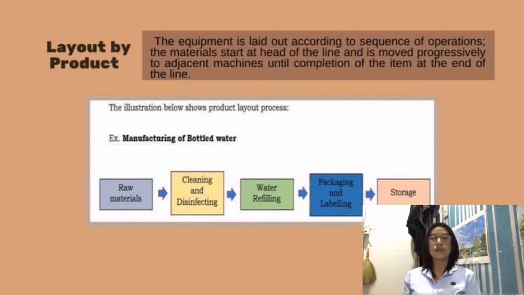When we say layout by product, it is the equipment laid out according to the sequence of operations. The materials start at the head of the line and are moved progressively to adjacent machines until completion of the item at the end of the line. As you can see, the illustration below shows the product layout process, for example the manufacturing of bottled water: from raw materials to cleaning and disinfecting, to water refilling, to packaging and labeling, and storage.